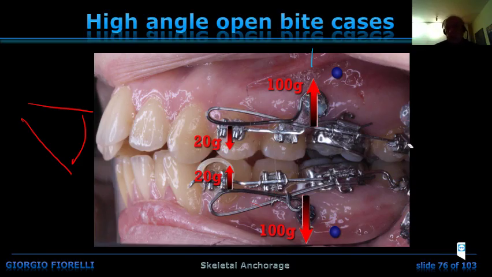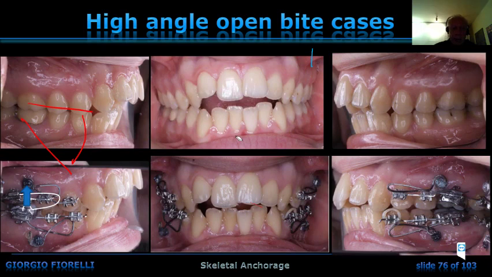If you see that the bite is opening only at premolar level, it means that you don't have enough force here, but usually you need very little forces. So, I've just described the mechanics. Let's see what happened with this case.